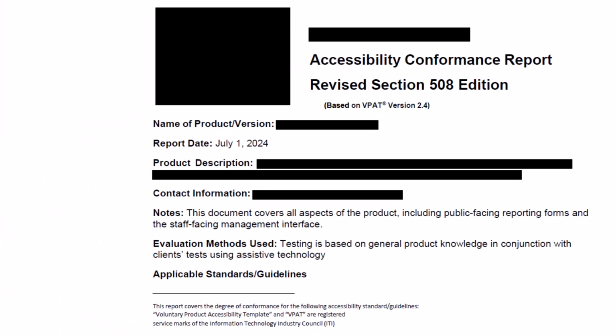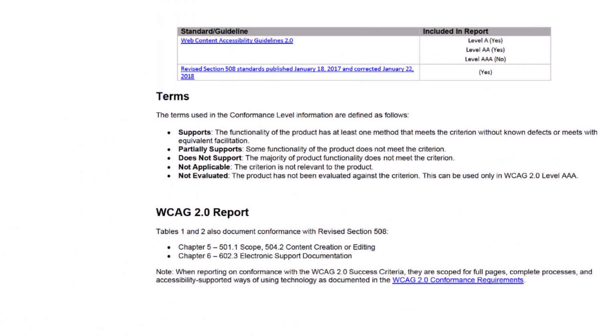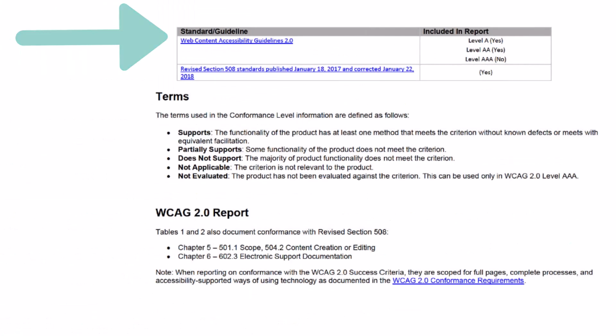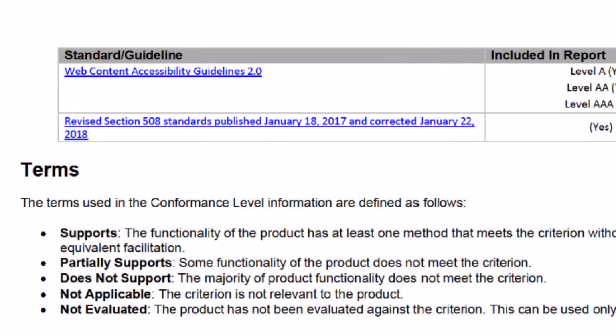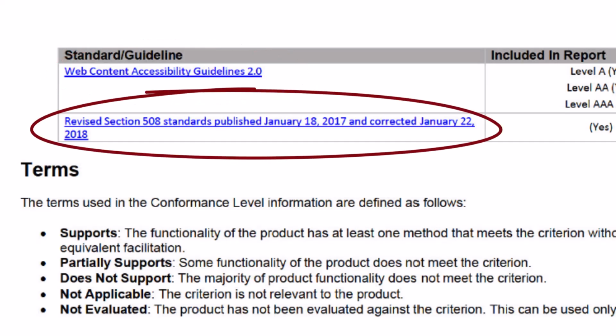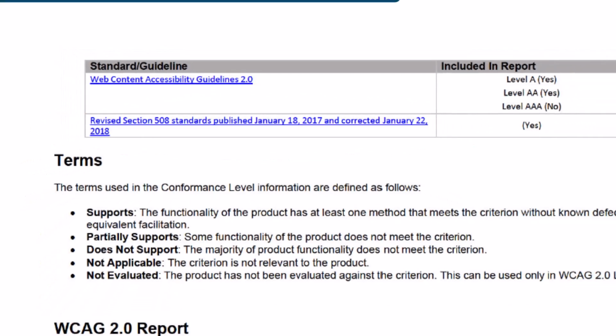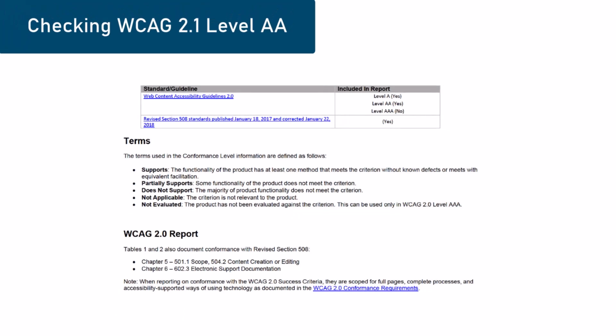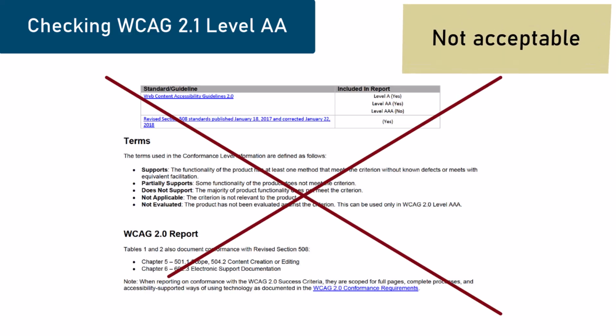The bottom of the page says Applicable Standards/Guidelines. The following page has a table with the information. The Standard/Guideline column includes Web Content Accessibility Guidelines 2.0 and Revised Section 508 Standards published January 18, 2017 and corrected January 22, 2018. Because Web Content Accessibility Guidelines, or WCAG 2.1, is not included, this VPAT is not acceptable.